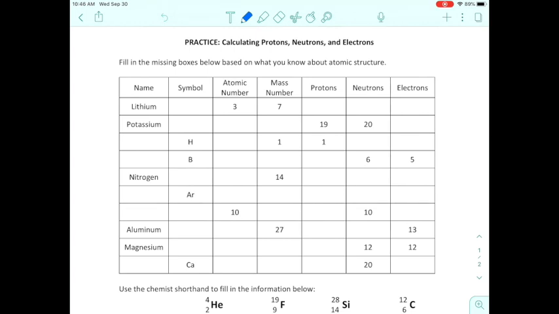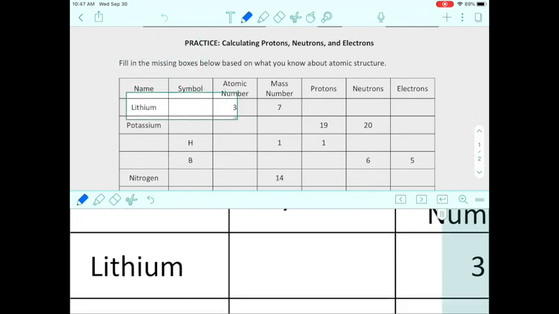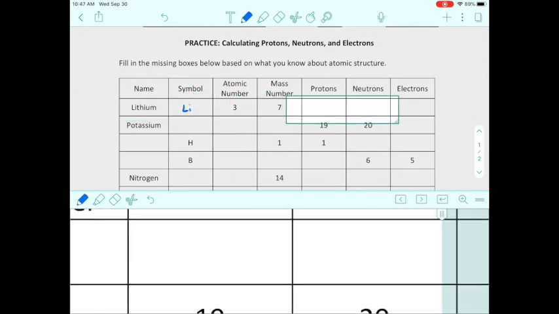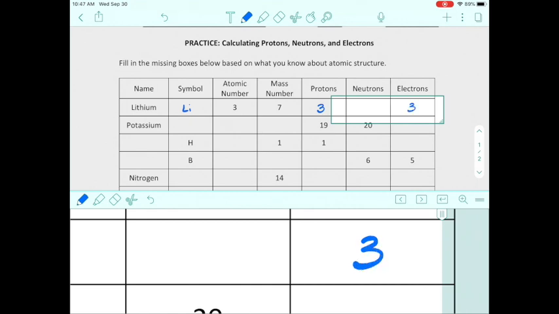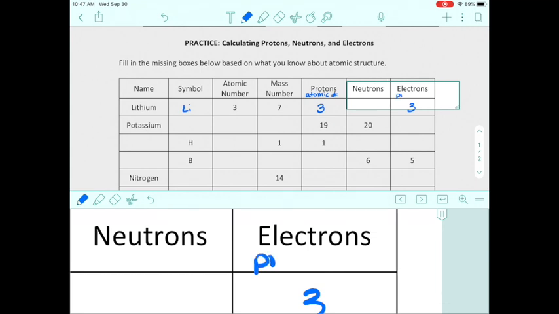Let's see. So lithium, you should know the symbols, or you should be in the process of learning the symbols because your quiz is next week. So Li is lithium. We are given information. The atomic number is 3 and the mass is 7. So protons are going to be the same as the atomic number. And that's also going to be the electrons. Remember the electrons for now. So this is the same as the atomic number. And this is the same as the protons, which is also the atomic number.